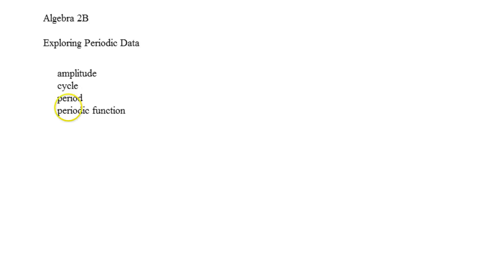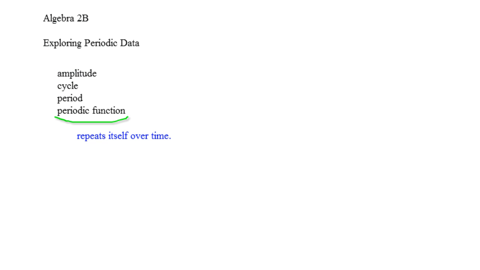Alright, hi. Today in Algebra 2b we'll be talking about exploring periodic data. Periodic data is basically a graph that repeats itself over time. Alright, we'll talk about these three aspects of it, the cycle, the period, and the amplitude, as we actually look at some graphs.